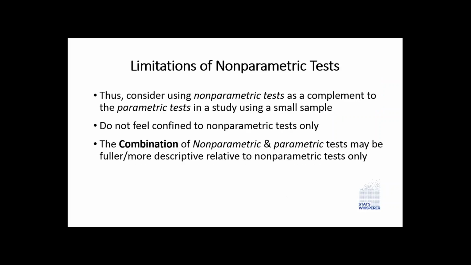So as we said, that's why we're going to consider using non-parametric tests as a complement to our parametric testing. Even though our sample is small, like 25, we're not confined to just parametric tests. The combination is going to make the analysis fuller and more descriptive. And perhaps most importantly, it's going to provide an answer to our research question. Now, the interesting thing to ponder here is, will it provide the same answer to our research question?